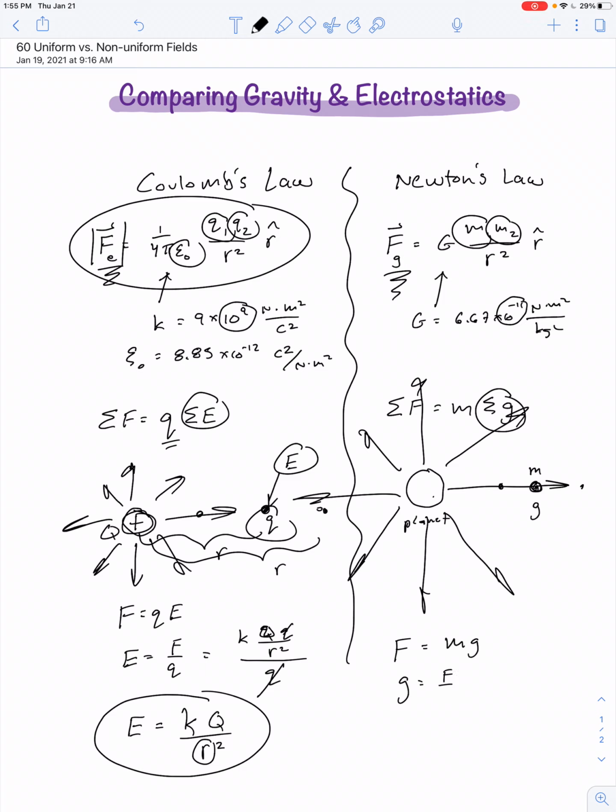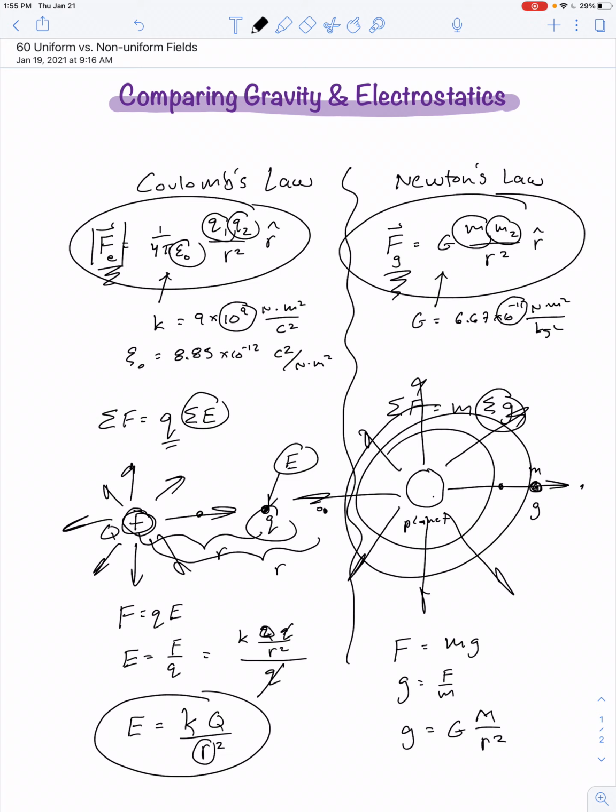g is F over m, and as we know, we can find the gravitational field at any point around a planet as long as we multiply the gravitational constant times the mass of that planet and then divide by the distance we're interested in squared. So these similarities hold up not only in the equations for comparing force, but also in the equations for calculating field strength.